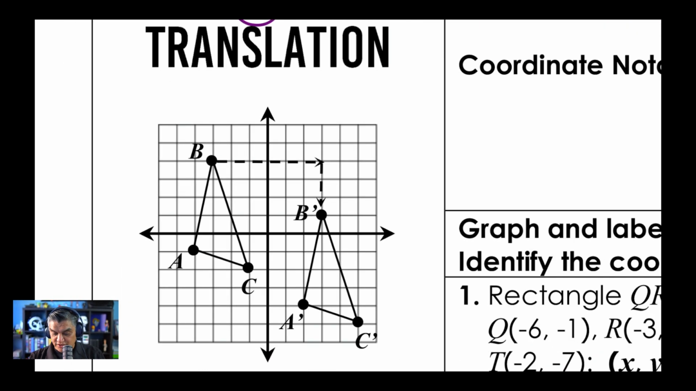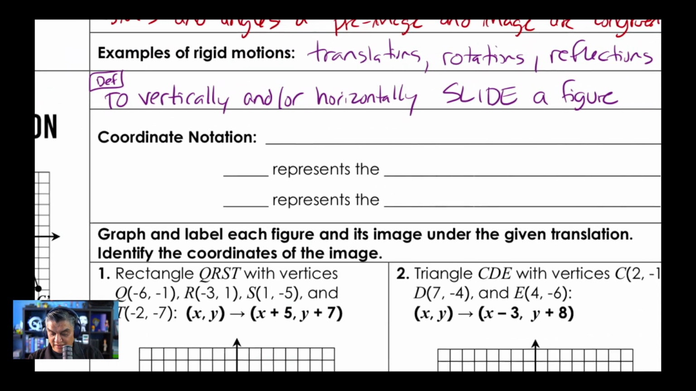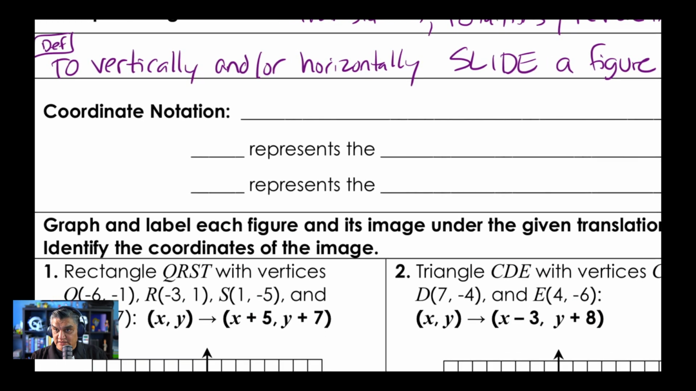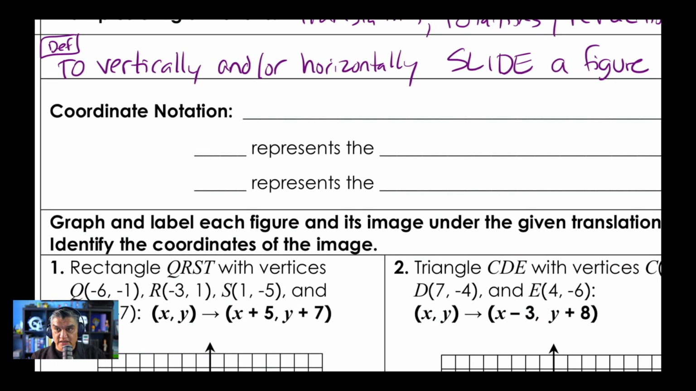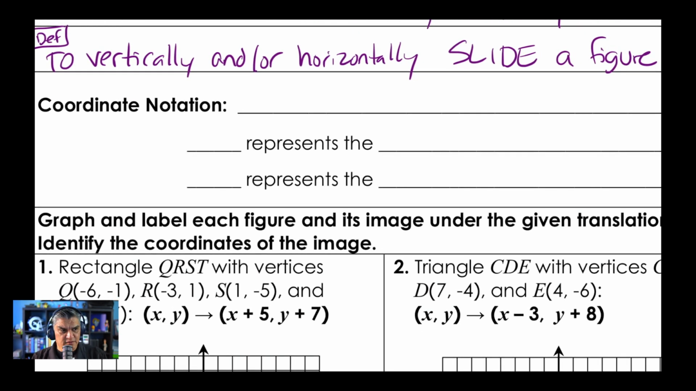Okay, so if you look at this picture right here, well, mister, let me copy it first. Okay, go ahead and copy it. There's your definition. To vertically and or horizontally slide a figure. That's the definition of translation. It's still blurry? Okay. It says, to vertically and or horizontally slide a figure. Okay. I zoomed in as far as I can. Is that better? Or is it still blurry?